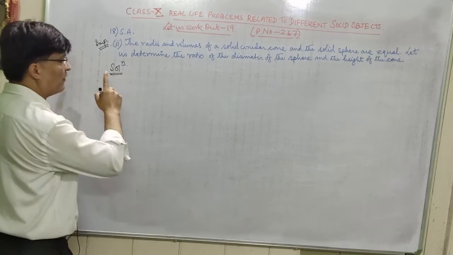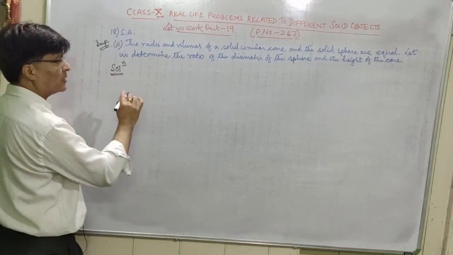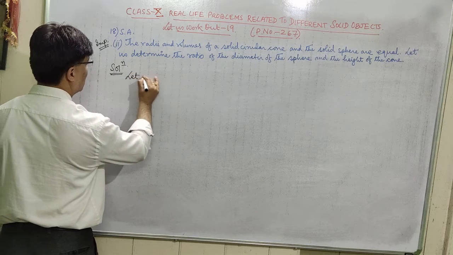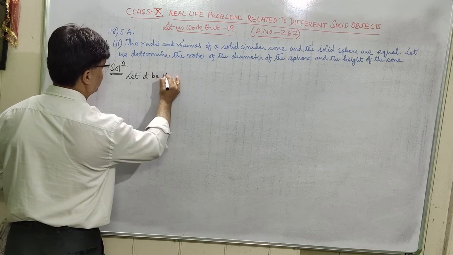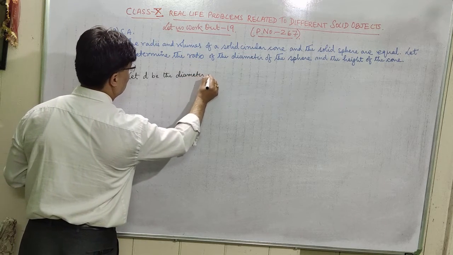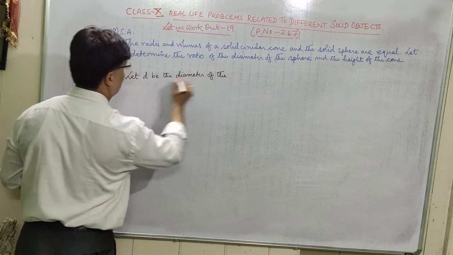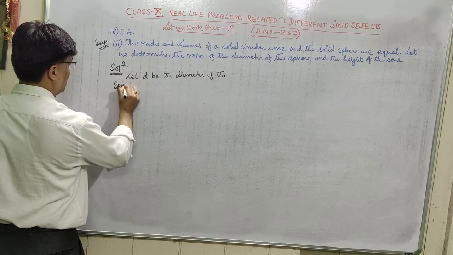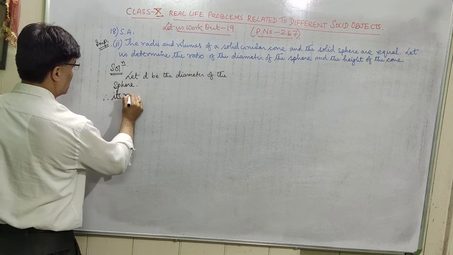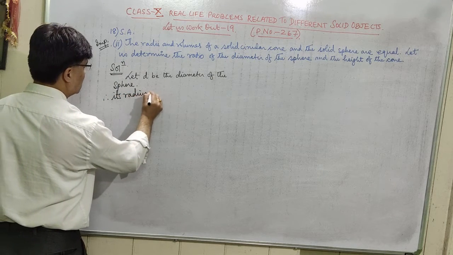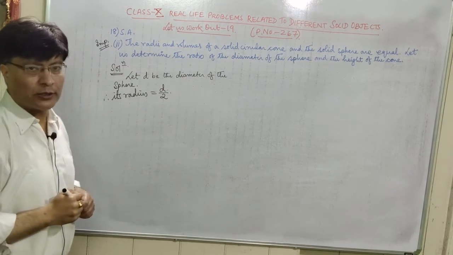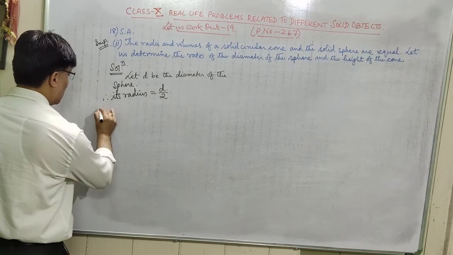So next, you have to find out the ratio of the diameter of the sphere and the height of the cone. Let us assume D be the diameter of the sphere. So what is its radius? Its radius is equal to D upon 2. So let us find out its volume now.